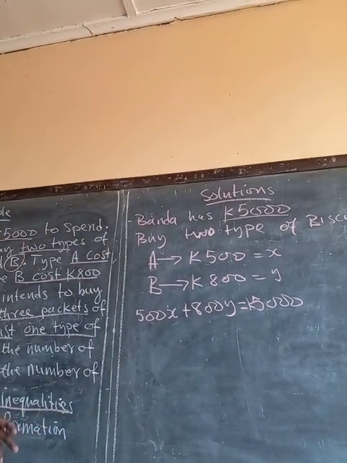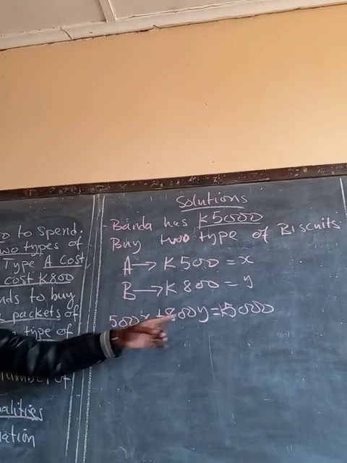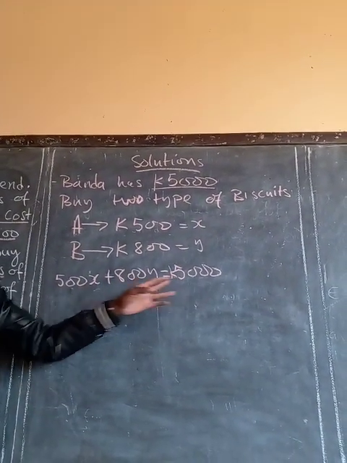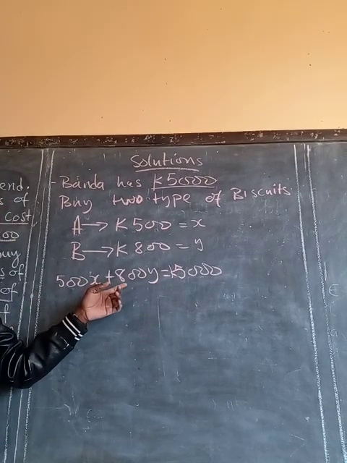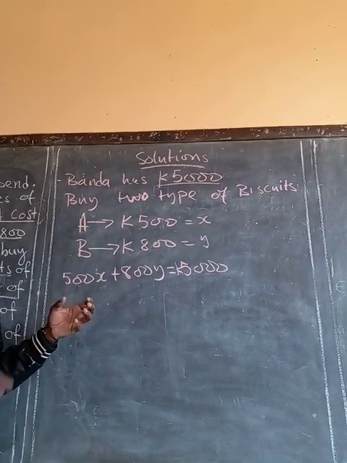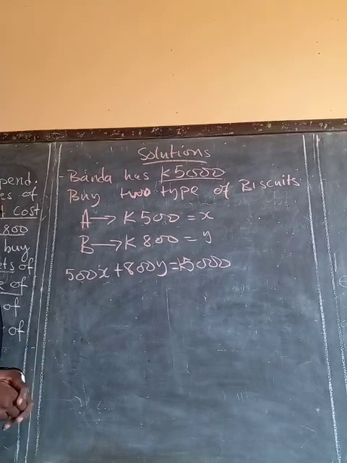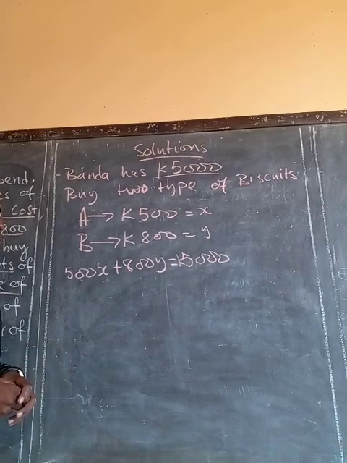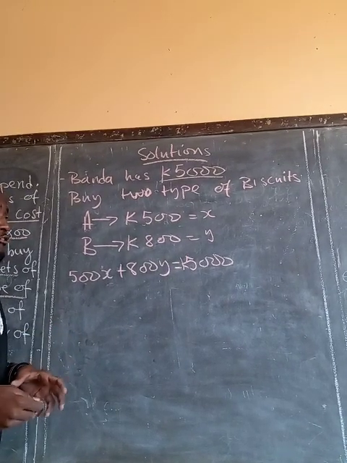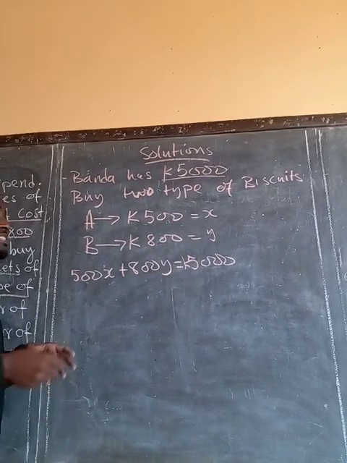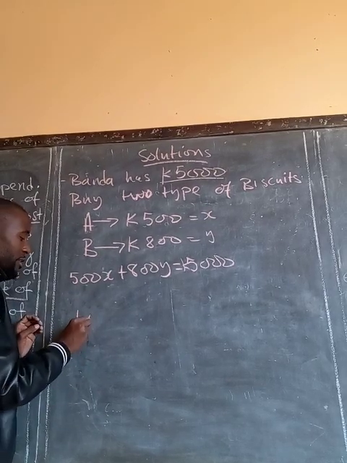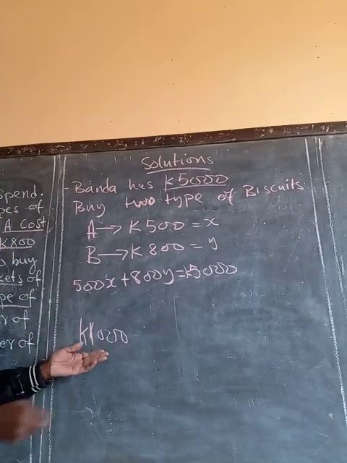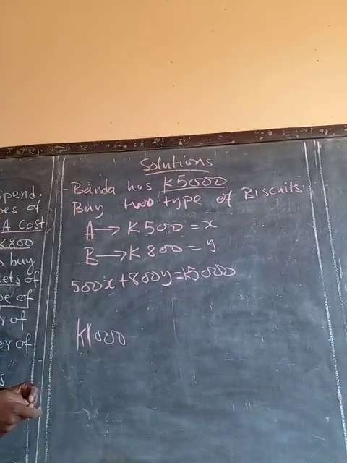Now, here we need to identify which symbol to put here. Mr. Banda has 5,000 kwacha to spend on 2 types of biscuits, A and B. Now, here's a scenario where you go in a shop. You have 20 kwacha with you. Can you buy a thing that costs 1,000 kwacha with 20 kwacha?